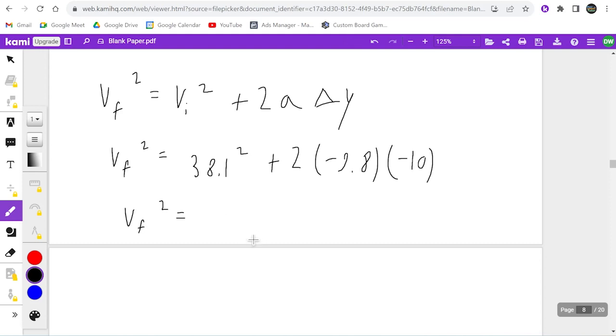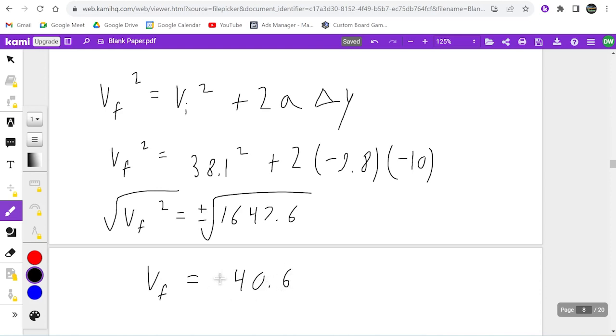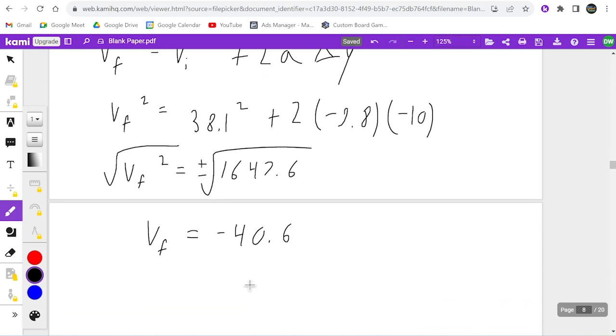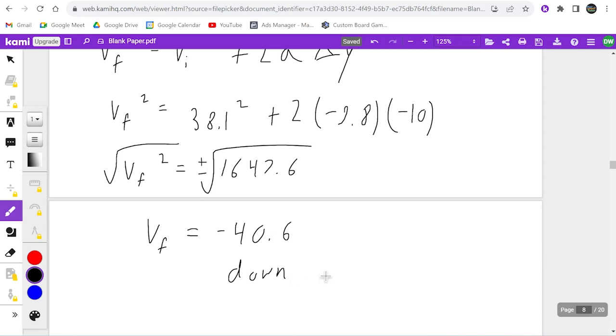So then simplifying the right side, v final squared equals 1,647.6. And then I just got to take the square root of that. Remember that when you take the square root in math, you get plus or minus. I really don't care because I would make it positive anyway. But the reason why I want to mention this is because we'll get an answer of 40.6. And technically that should be negative 40.6 because the ball's going down, like into the ground.